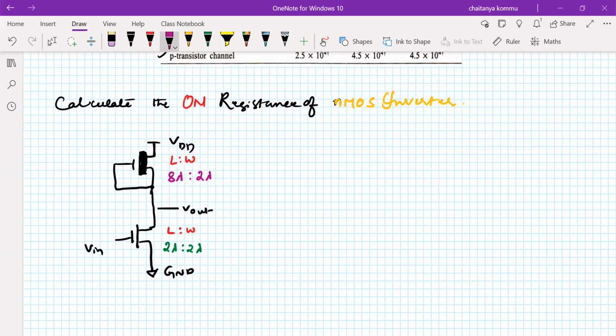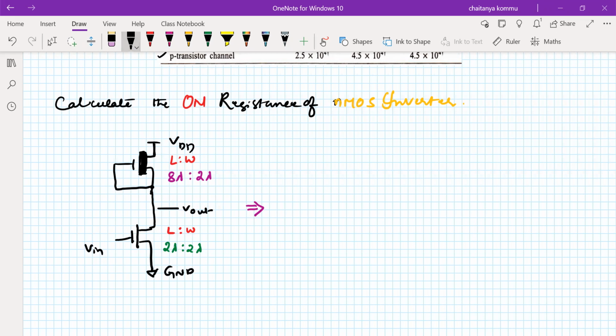Now, this is the dimensions of the device transistor, the dimensions of the circuit I have given, and we need to calculate the on resistance. What do you mean by on resistance? Okay, the on resistance means whenever both the transistors are on, then whatever the resistance we can see from VDD to ground is called on resistance.